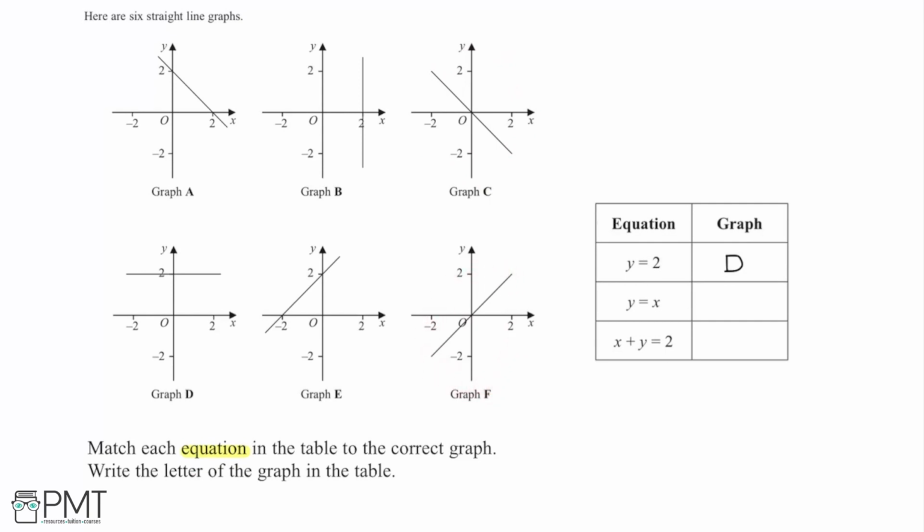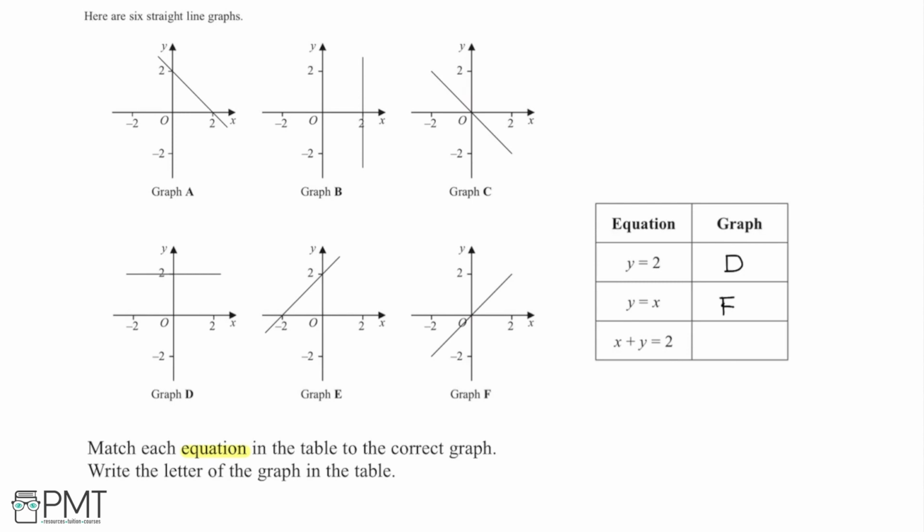And we can see that in graph F, it is true that the x and y values are always going to be equal. So for example, when x is 2, y is also 2 for this point on the line. However, for graph C, when x is minus 2, y is positive 2. So this is not the same. So y is equal to x is going to be the graph F here.